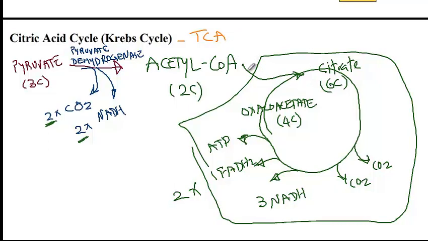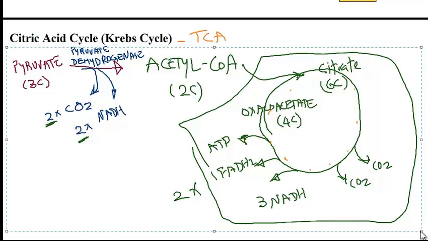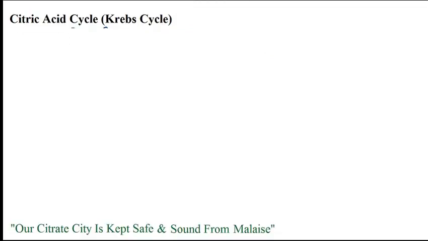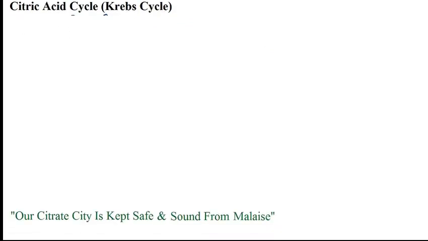Right. Next, I'd like to now go over all the reactions that are going on here in the citric acid cycle. And for that, again, I have a memory aid that I hope you'll find helpful. All right. So here is our memory aid. If you can memorize the sentence, then you can memorize all the intermediate molecules that are going through the citric acid cycle. Our citrate city is kept safe and sound from malaise.